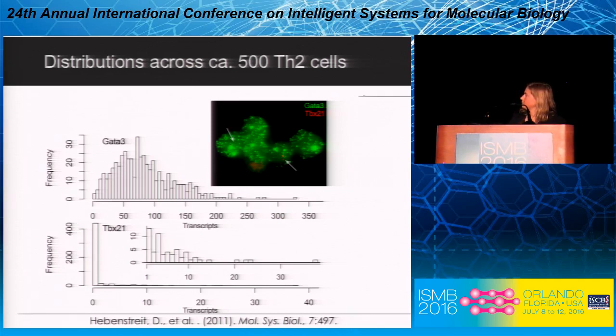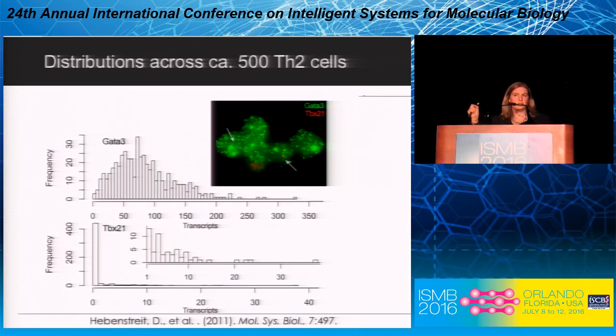that you have this broad distribution of the master regulator GATA3 in our cell sample here, which is 500 cells. You can see that the number of cells is on the y-axis and the number of transcripts in each cell is on the x-axis. The number of mRNAs per cell varies from 1 to almost 350. So there's a broad distribution of this master regulator, which is key for these Th2 cells.